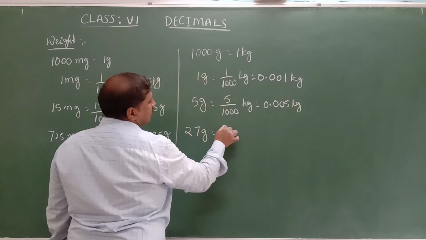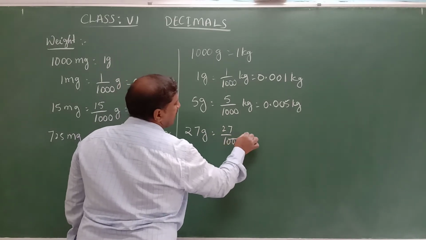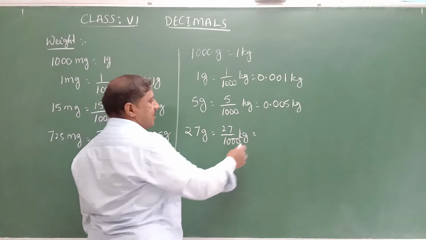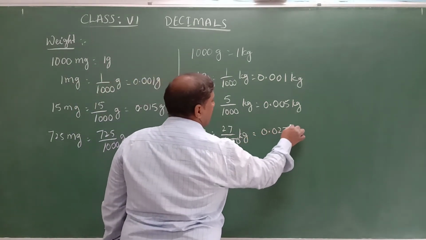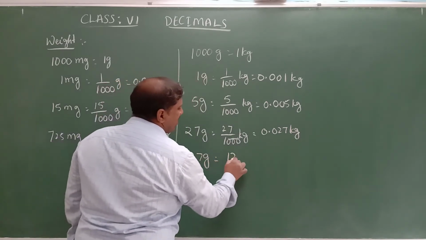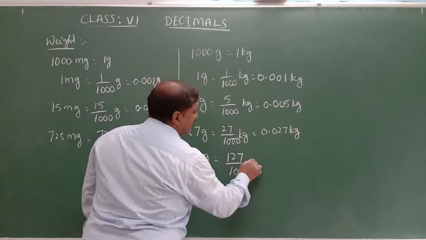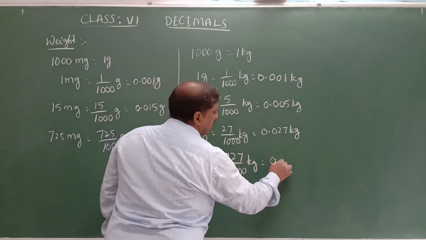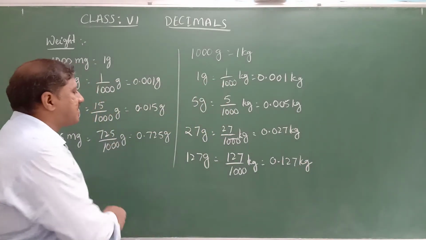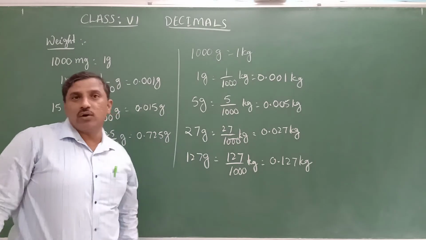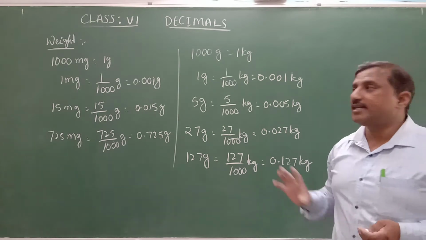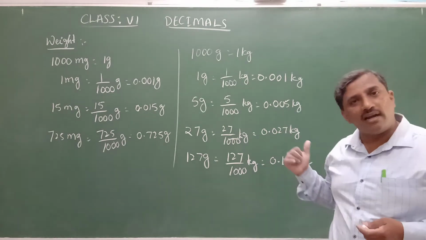27 grams is equal to 27 by 1000 kg. Keep the decimal point after 3 digits, that is 0.027 kg. 127 grams is equal to 127 divided by 1000 kg, that is 0.127 kg. Like this, we convert grams into kilograms. Now with this knowledge, we are going to study the next exercise, Exercise 8.4. Is it clear, children?